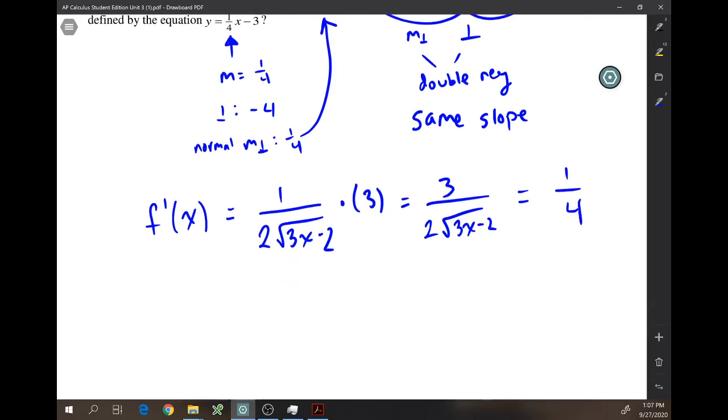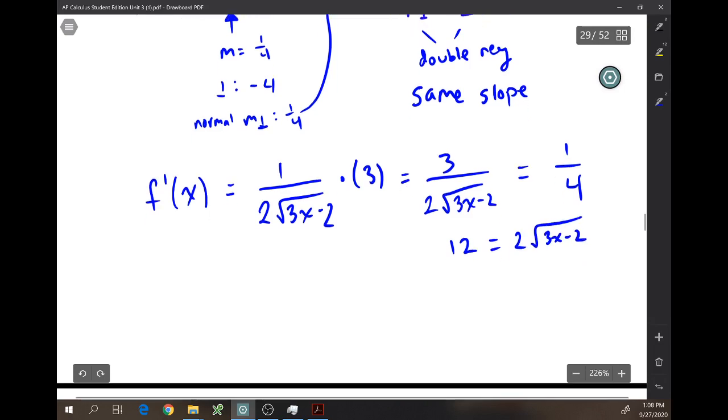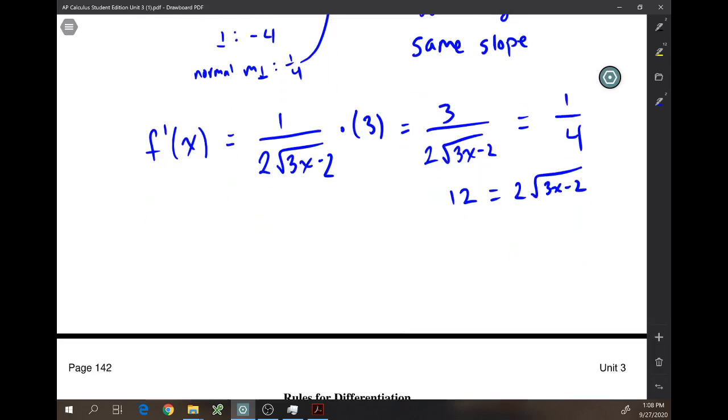So there's a lot of ways you can do this. You can cross multiply however you guys want to do it. I'm going to just cross multiply here. Whenever I have two fractions equaling, if I don't have anything else, a lot of times I'll just cross multiply. So that gives us 12 equals 2 square root of 3x minus 2. We also could have multiplied both sides by 2 square root of 3x minus 2 and then by 4. Divide by 2, we get 6 equals the square root of 3x minus 2.